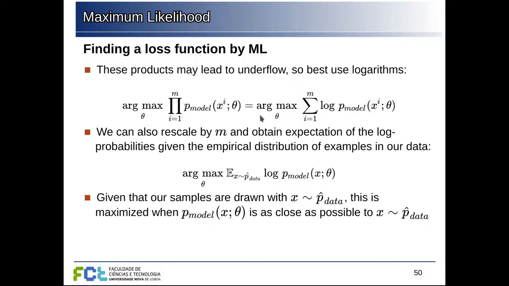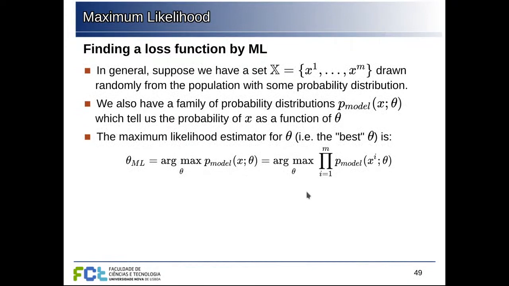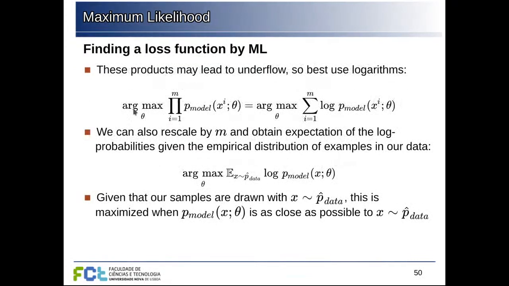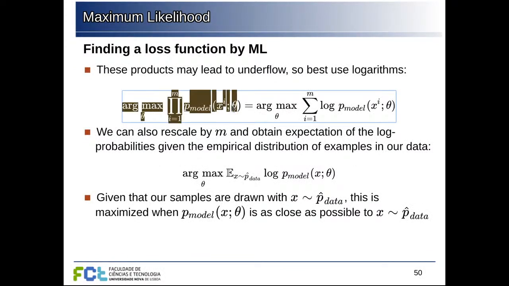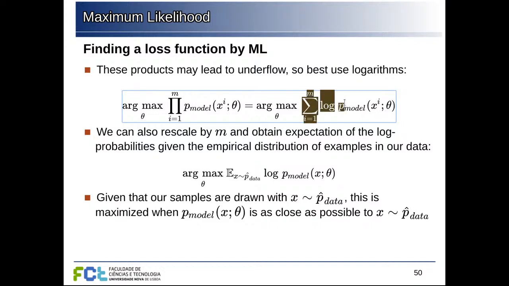We can also do a simplification here. Instead of doing this product, we can take the logarithm and the sum of the logarithms, because the maximum will be in the same place. So the values of the parameters that maximize this product here are exactly the same as the parameters that maximize the sum of the logarithms. So this removes all those products there.